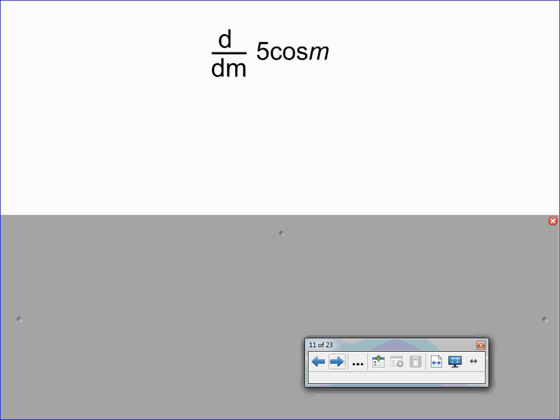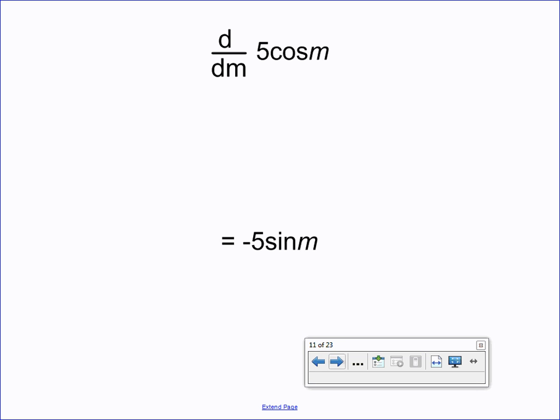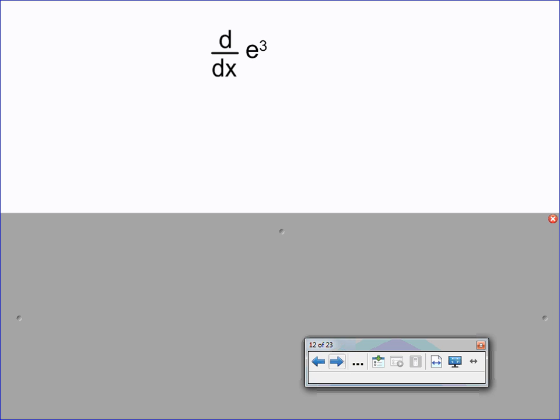Number 1. Opposite 5 sine m. Opposite 5 sine m it is. Plus 10. Keep track of your score. Derivative with respect to x of e cubed. Get ready. Number 11. E cubed. Differentiates to?